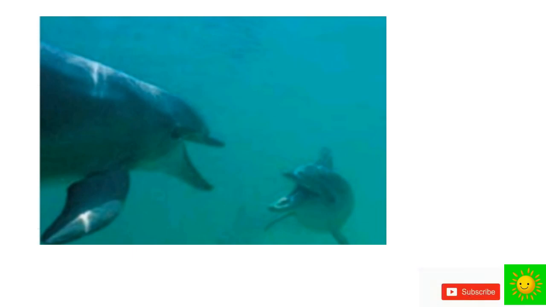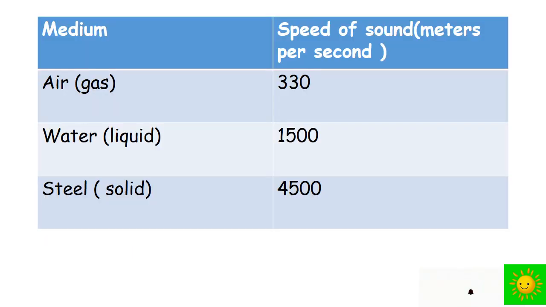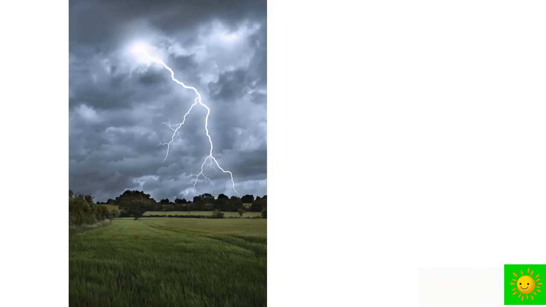water than through air. The speed of propagation of sound through solid, liquid and gaseous media is different from each other. Sound propagates faster through solid than through liquid and gases. The speed of sound is least in gaseous medium. Let's see the medium and the speed of sound in meters per second. Air 330, water 1500, steel 4500.